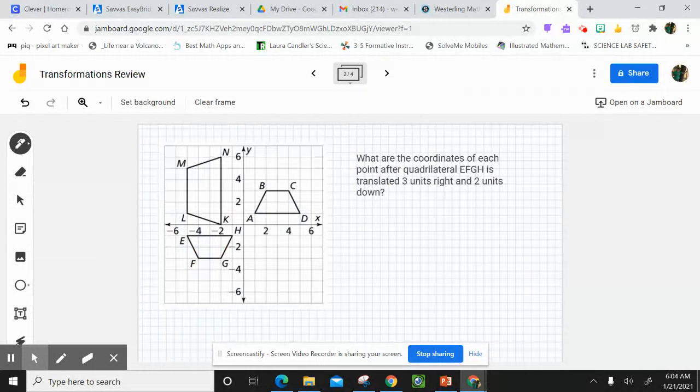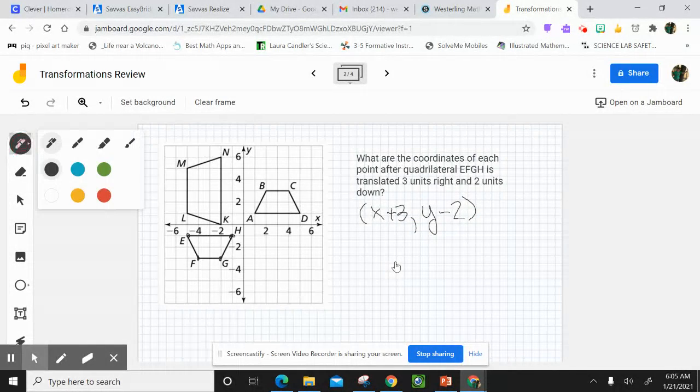Okay, the second part of that was to find the coordinates of the points after quadrilateral EFGH is translated 3 units right and 2 units down. Okay, so I have EFGH right there. So my rule is 3 units right, so my x increases by 3, and 2 units down, y minus 2. Okay, let's go ahead and color coordinate these again.